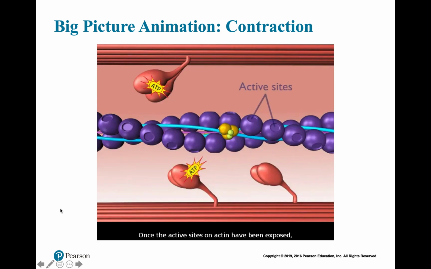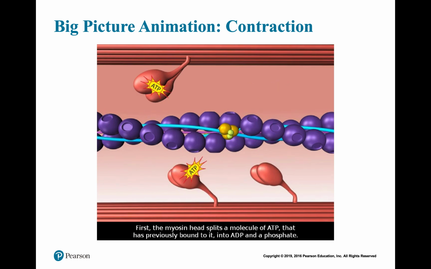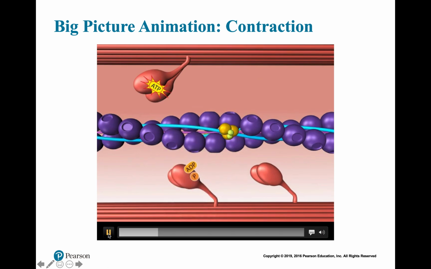Once the active sites on actin have been exposed, the next important step of muscle contraction is the Crossbridge cycle. During each Crossbridge cycle, the myosin heads bind to actin filaments, pull on them, and then detach. Now let's examine the individual steps of this cycle. First, the myosin head splits a molecule of ATP that has previously bound to it into ADP and a phosphate.